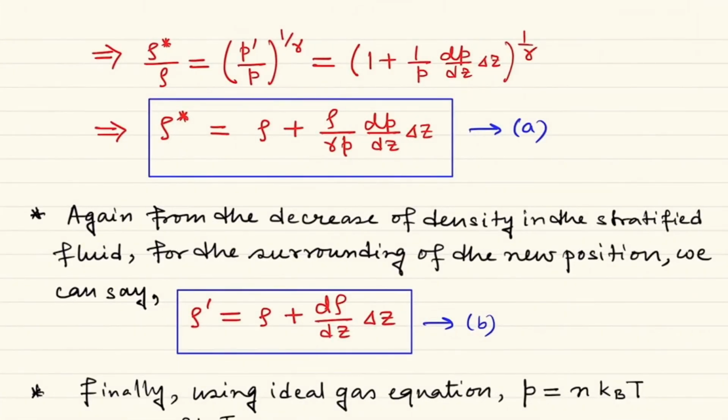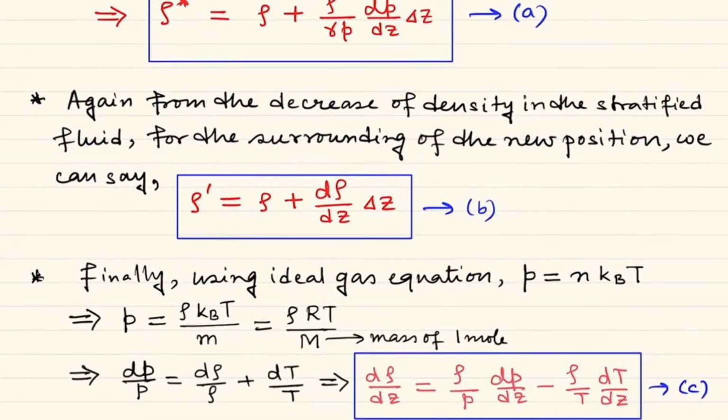Okay, now coming to the law of decrease of density in the stratified fluid, for the surroundings at the new position, we can say that rho prime is equal to rho plus d rho dz delta z. Again, because delta z is small enough, this is the gradient of density in the surrounding gas. So we can write the new layer density in terms of the old layer density plus this term.